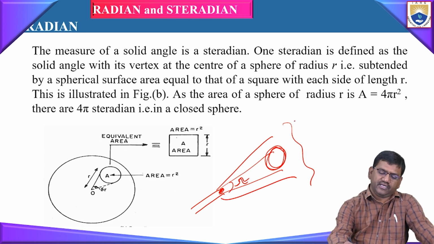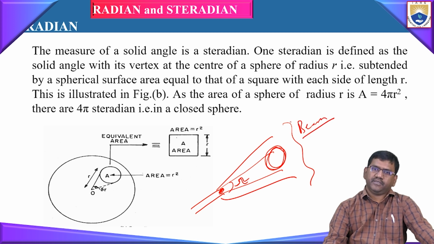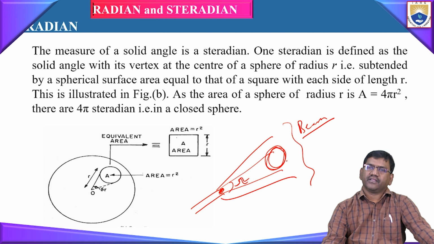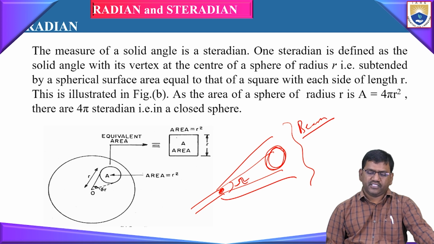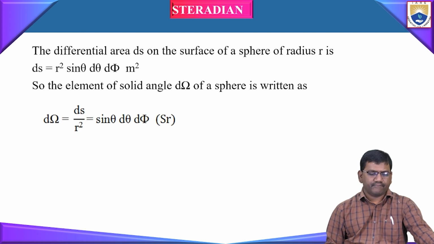Whenever there is a beam of light, let us assume the total beam. In this beam, we consider a small area. At what angle does this small area subtend? We call it the solid angle. One steradian is defined as a solid angle with its vertex at the center of a sphere that is subtended by a spherical surface area equal to that of a square with each side of length r.